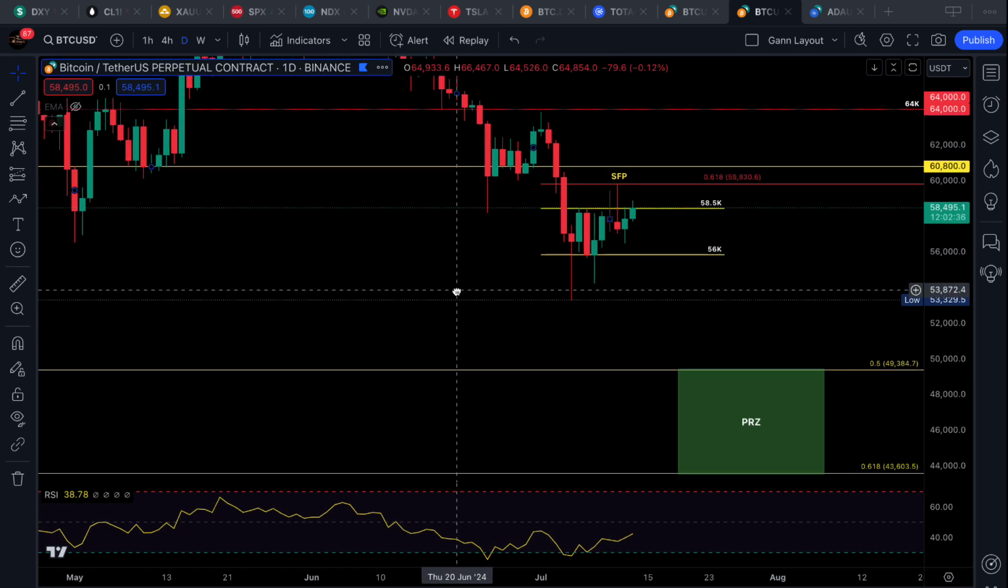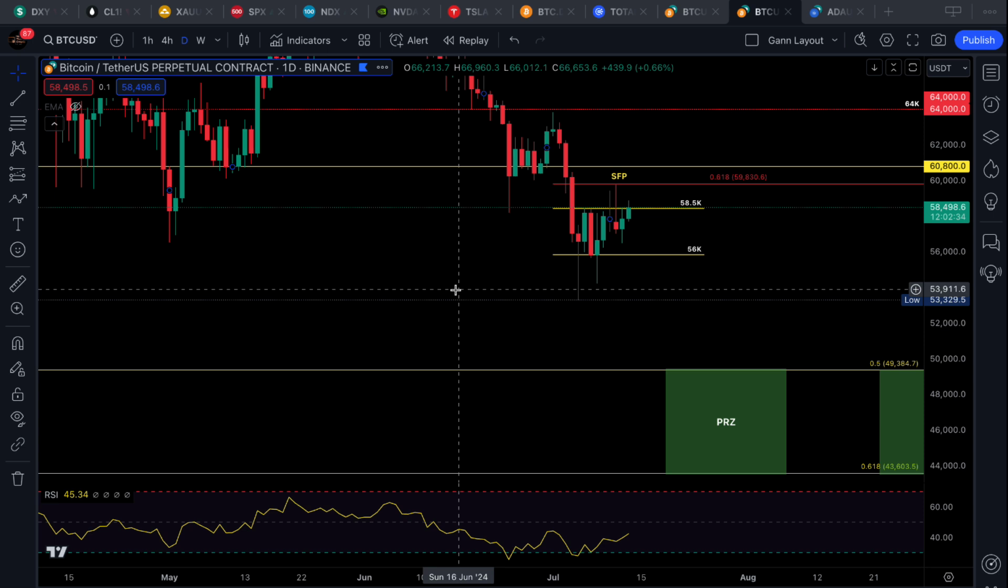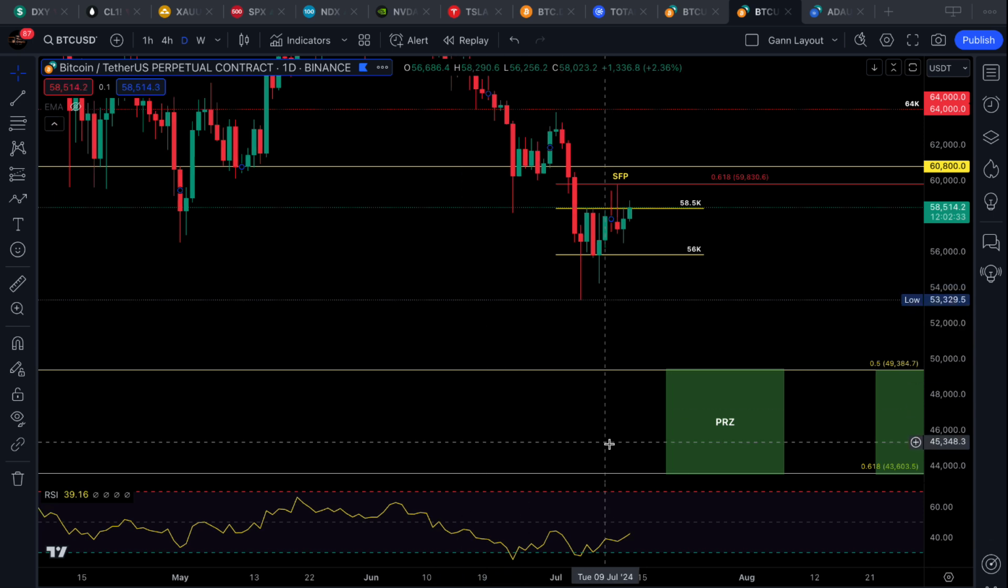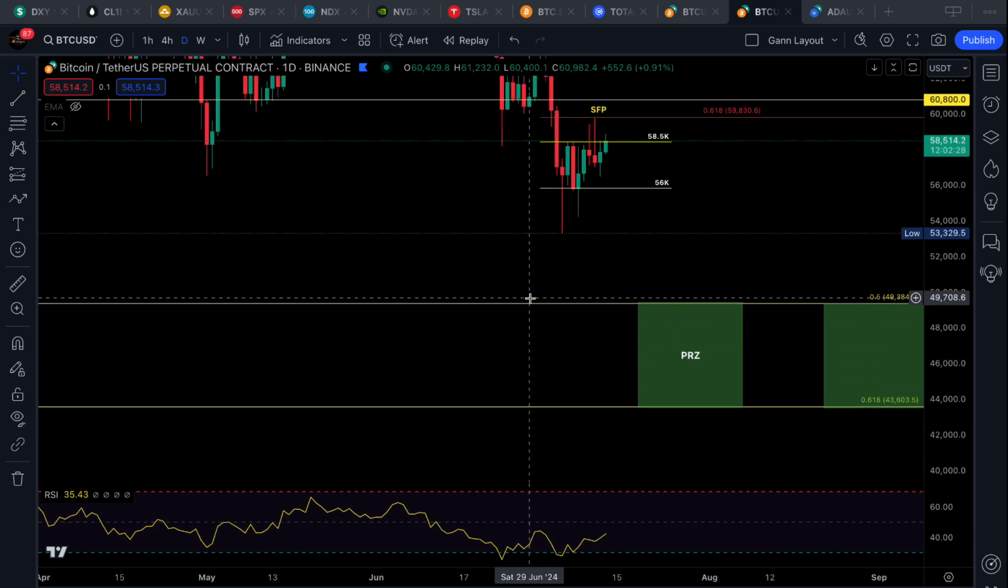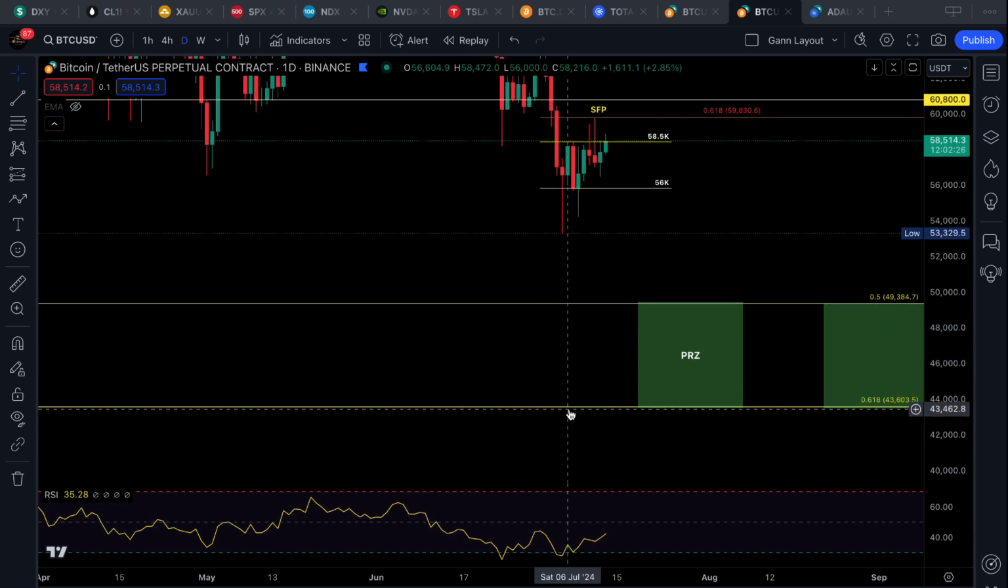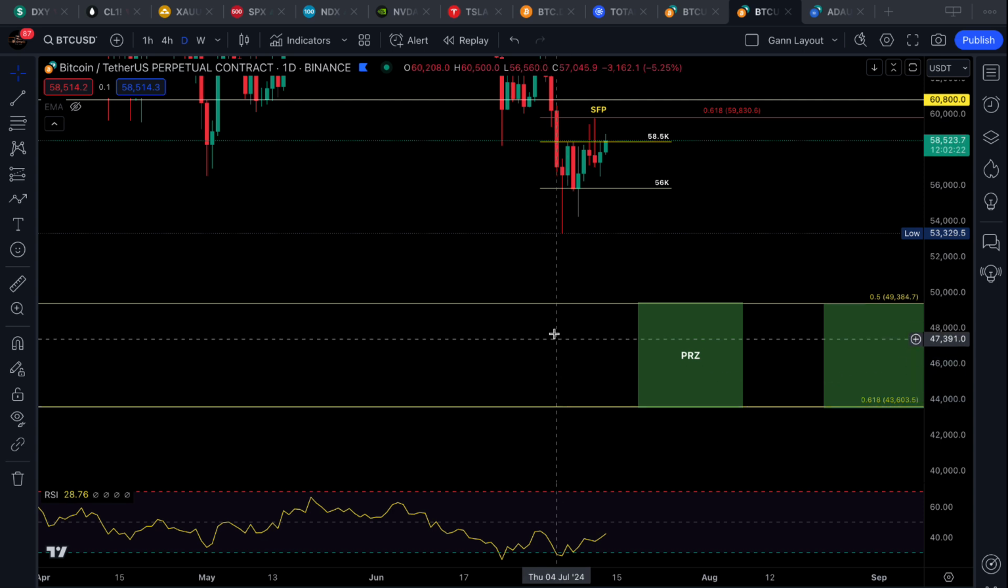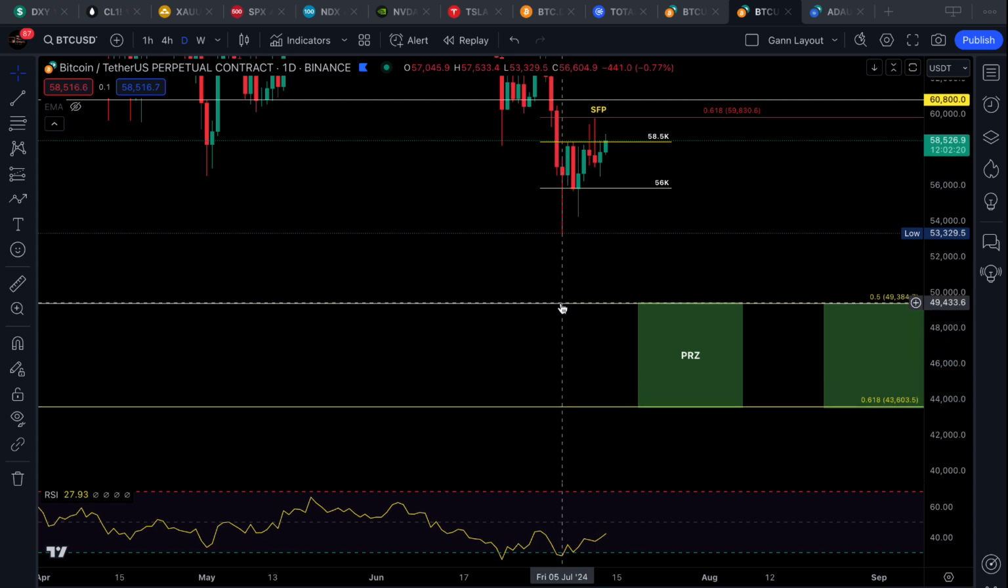So guys, we go with the trend until it ends. The trend is pointing to the downside. My price reversal zone is between the 0.5 and the 0.618 retracement, between 43.6 to the most optimistic I can get now, 49.3.